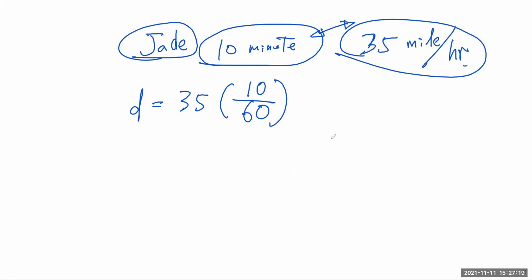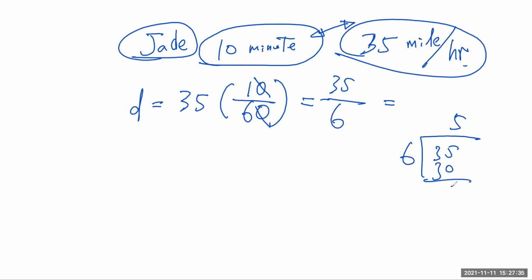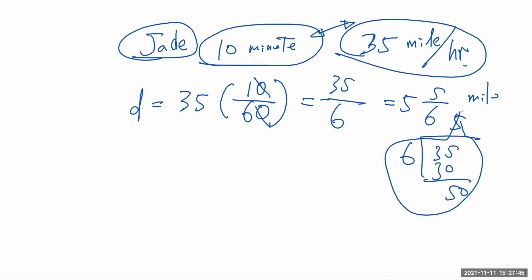And so you got 35 times 10 over 60. The zeros cancel, so 35 over 6. And 35 divided by 6 is about 5, so it's 5 and 5 over 6, right? So that's our distance. We did close to 6 miles. Make sense? Yeah, it does.